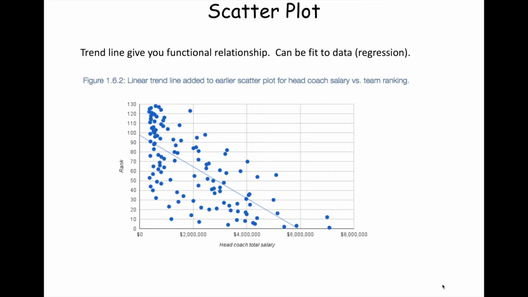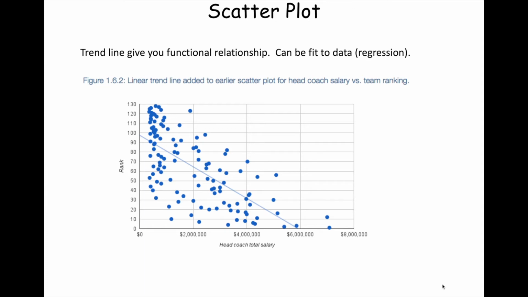And so the beauty of the trend line is that it shows the general relationship, in this particular case the linear relationship, between the coach salary and the ranking of the team. Now, is it completely descriptive of every single example? Absolutely not, but it does okay, good enough for typical values of head coach salaries, and certainly gives you a functional relationship between the two.